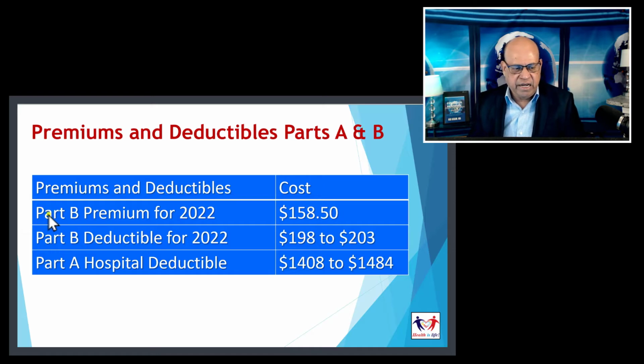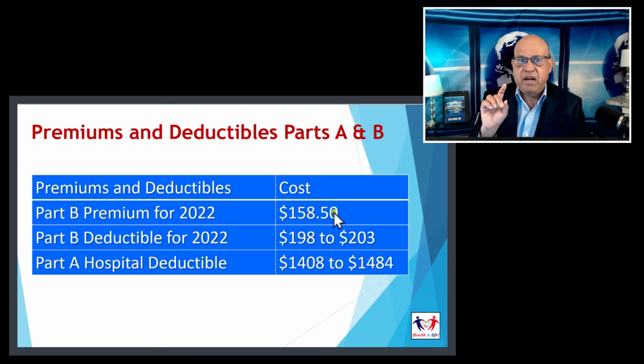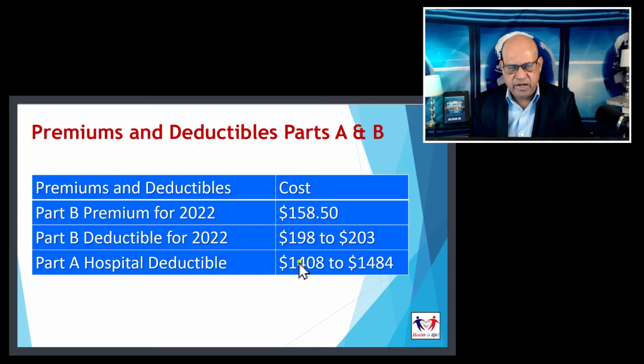The premium for Medicare Part B for 2022 is $158.50. This is the Medicare Part B which you have to have in order to continue with your Medicare Advantage plan. That's why it's important for you to pay attention to this particular chart. The premium deductible is $198 to $203, and the hospital deductible is $1,400 to almost $1,500, and it could be a little different for year 2022 because these numbers have not yet been released for year 2022.